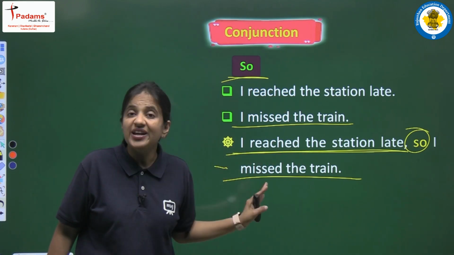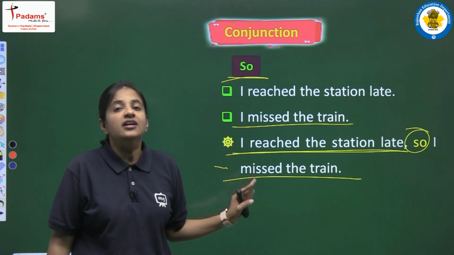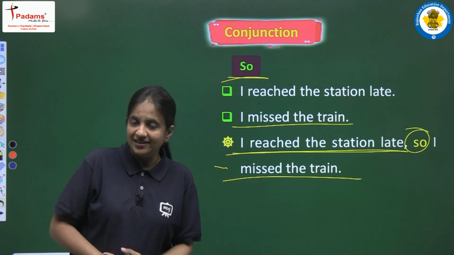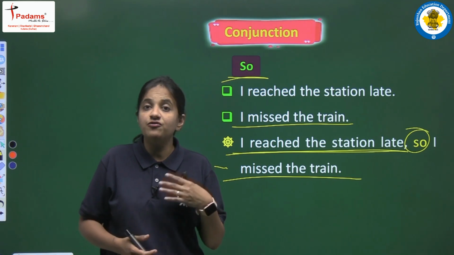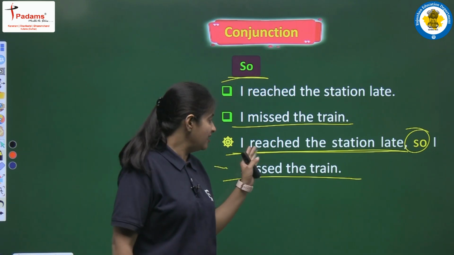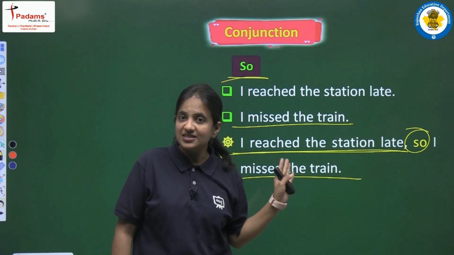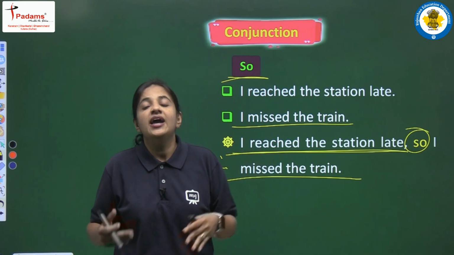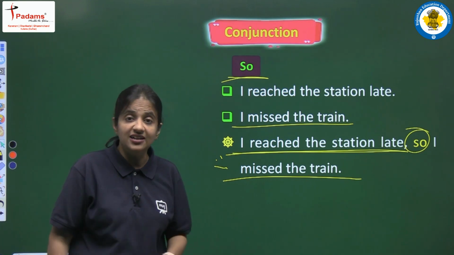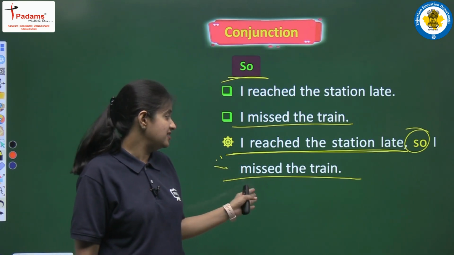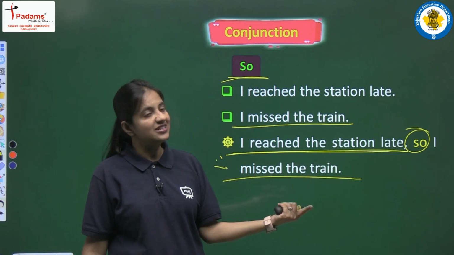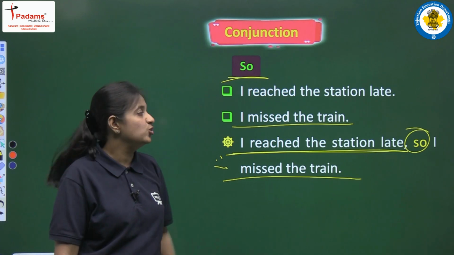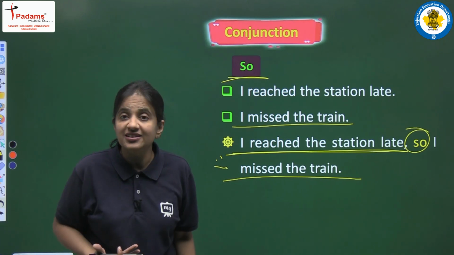I missed the train. So here we can notice one thing, that so and therefore are used in a similar manner. They are used to show some kind of result. So in both cases we are having one statement as the first part of the sentence, then we have to use the conjunction. We are having so, we are having therefore, and after that we have to write the result. So here what is the result? The result is that I missed the train. Why did I miss the train? Because I reached the station late. Okay, so in this manner we can use so in a sentence to show the result.